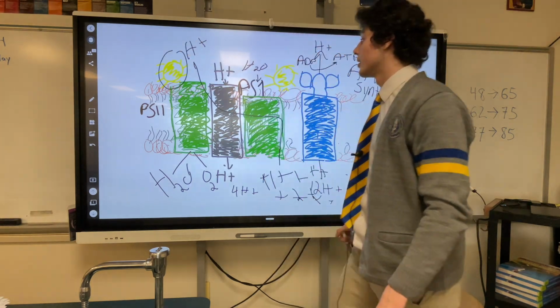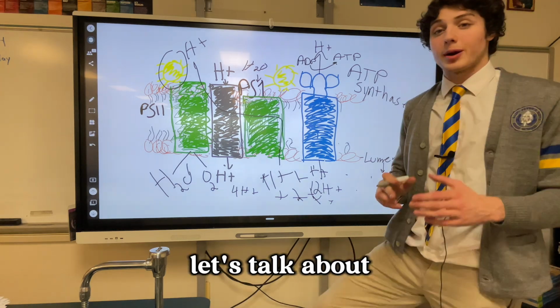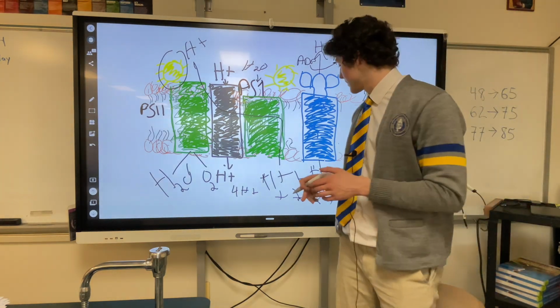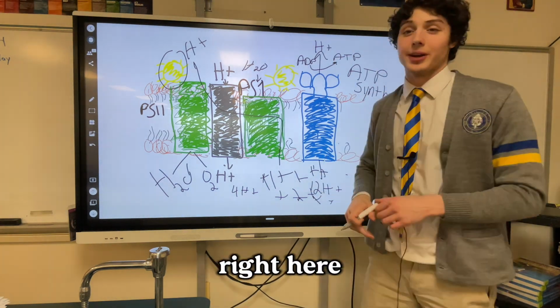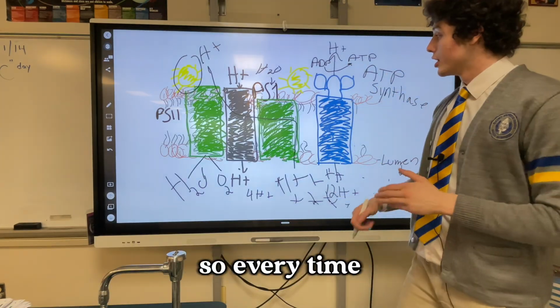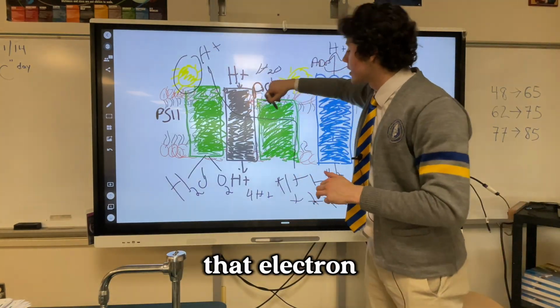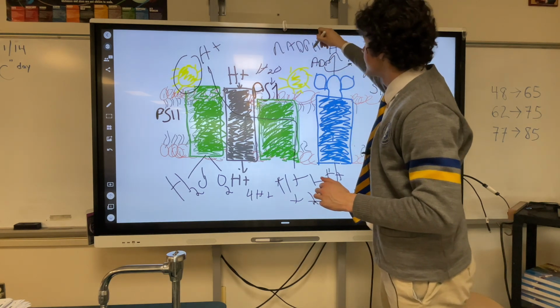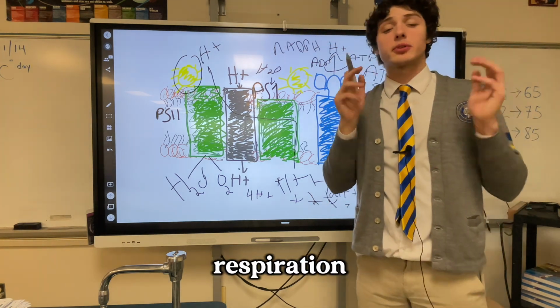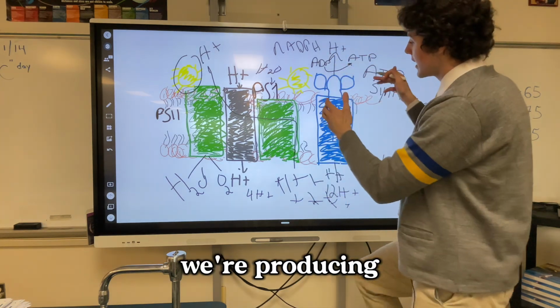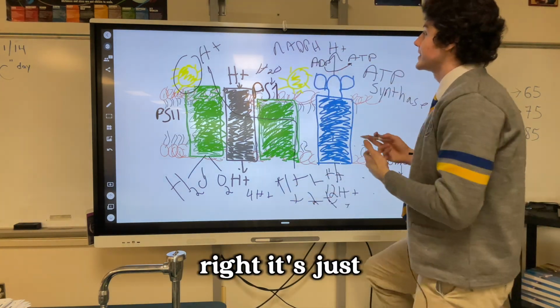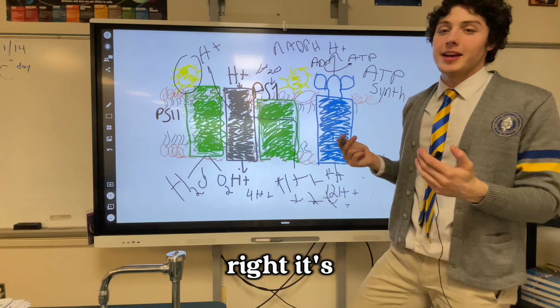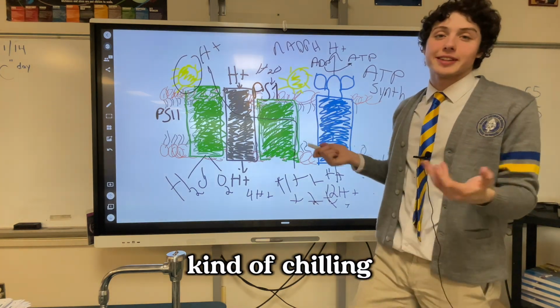through the stoma. So now let's talk about ATP synthase. This nice big old blue thing right here. So now to get into ATP synthase. Every time this is running through that electron transport chain, we're producing NADPH. You'll probably remember that from the cellular respiration video. So we're producing that NADPH, but what is it for, right? It's just kind of chilling there, right? It's not useful if it's just kind of chilling with all those letters.